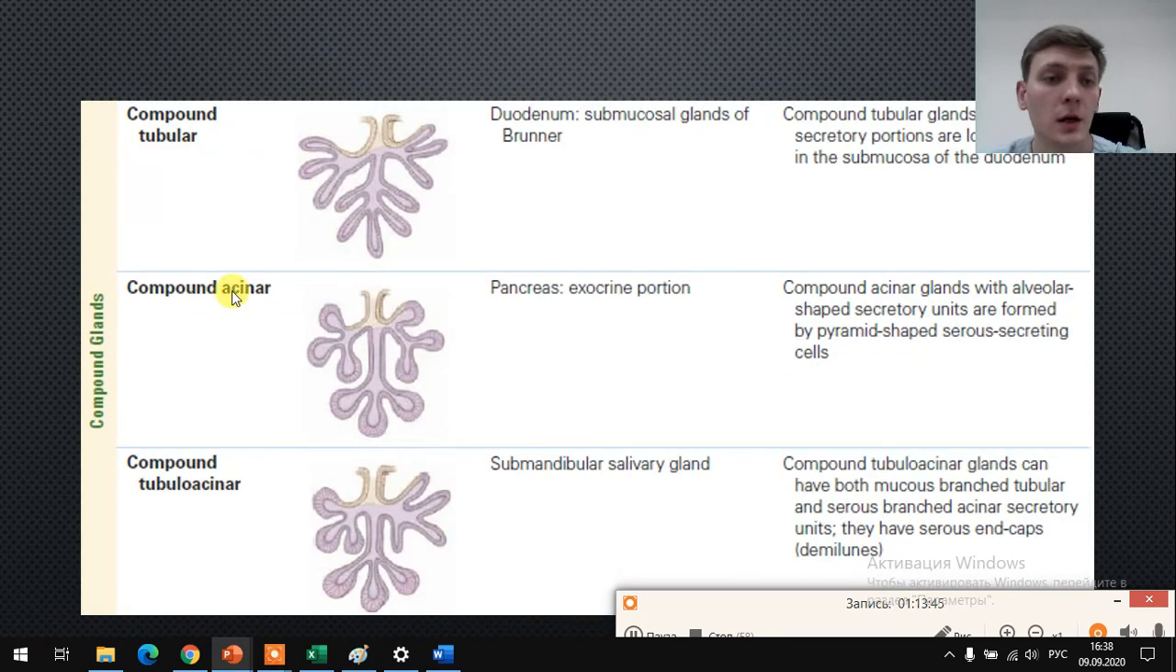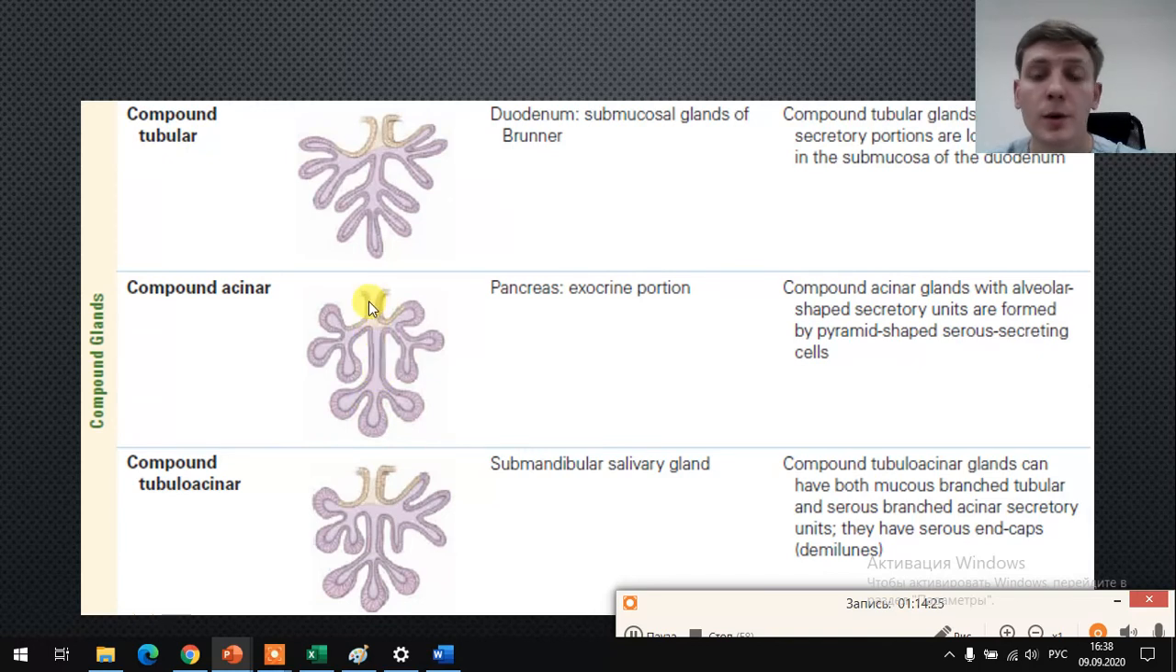Okay, and compound acinar glands. Examples of compound acinar glands are not so abundant. One example is the pancreas. You have heard that the pancreas is a mixed gland, so it produces both endocrine and exocrine secretion. But now we're discussing the exocrine portion, which is composed of compound acinar glands. They produce enzymes, and enzymes are proteins. That's why it is serous secretion. Compound acinar glands are also responsible for serous secretion.